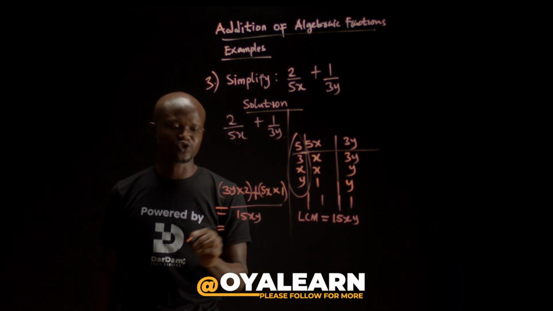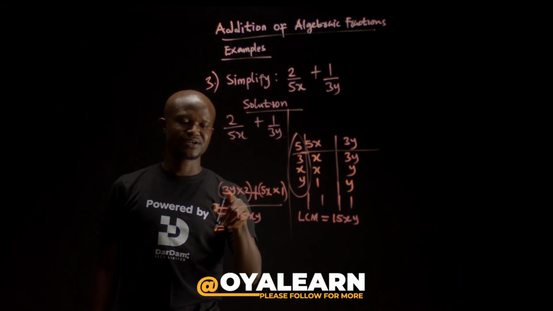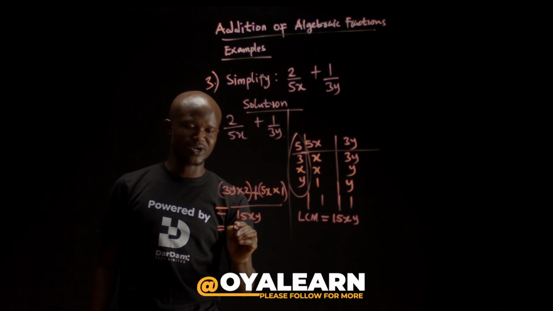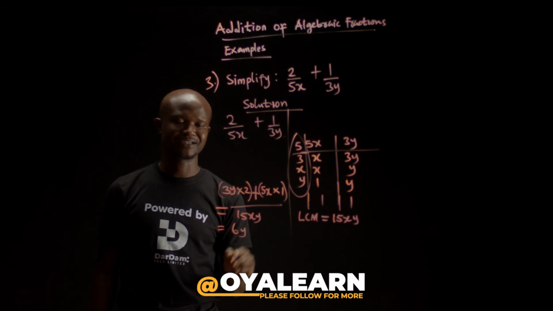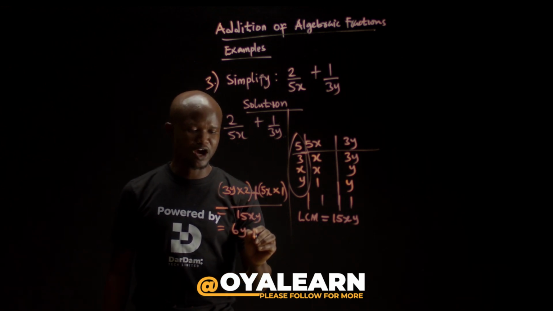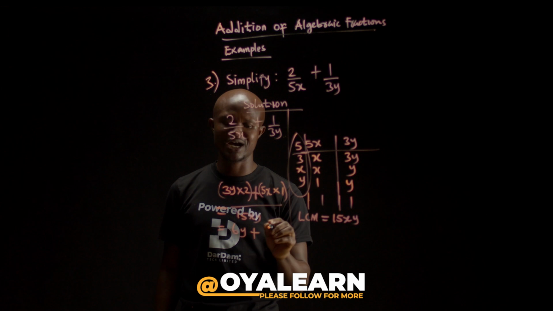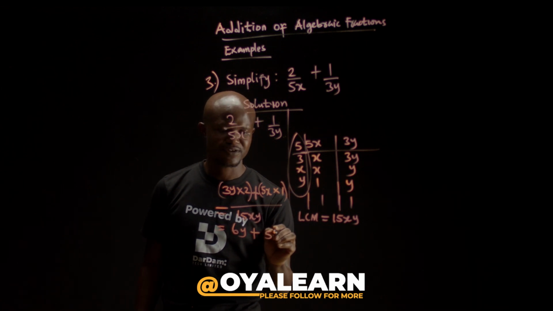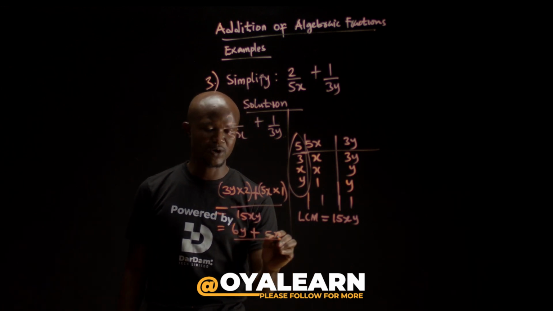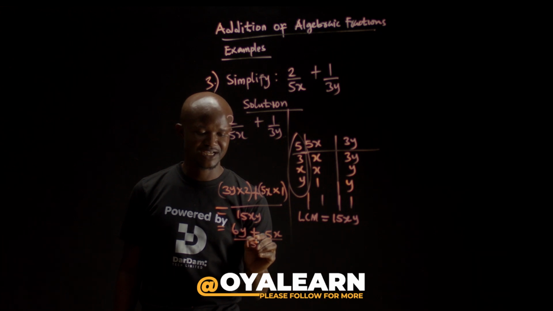And this is equal to what? Simplifying further, 3y times 2, what do we have? 6y. Then plus, what are we having? 5x times 1, what do we have? 5x. Divided by what? 15xy.